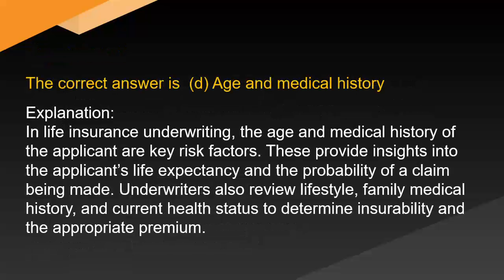The correct answer is D. Age and medical history. Explanation. In life insurance underwriting, the age and medical history of the applicant are key risk factors. These provide insights into the applicant's life expectancy and the probability of a claim being made. Underwriters also review lifestyle, family medical history, and current health status to determine insurability and the appropriate premium.